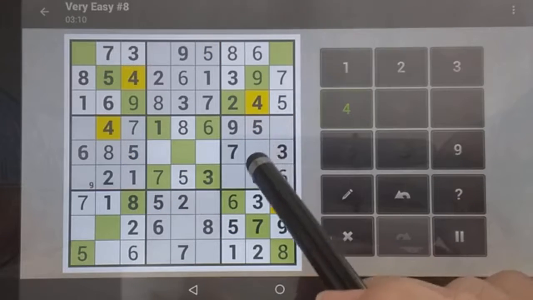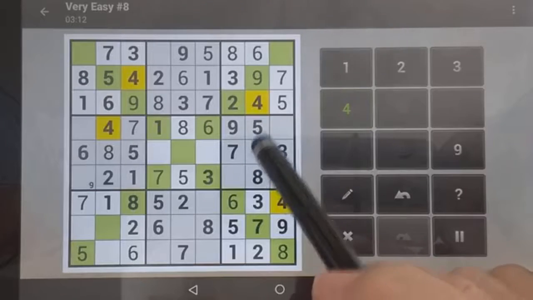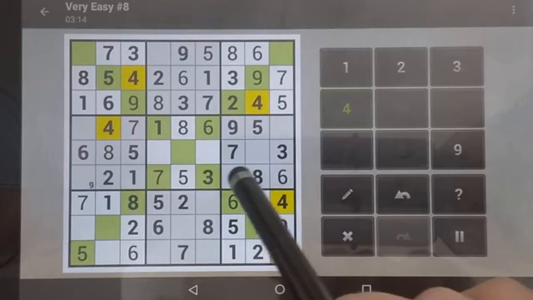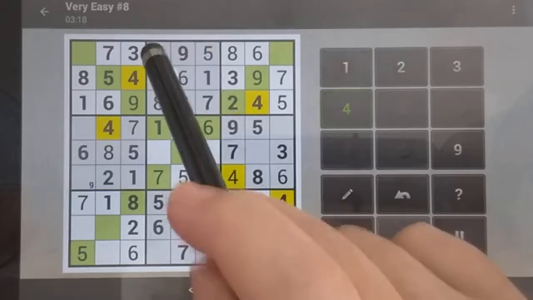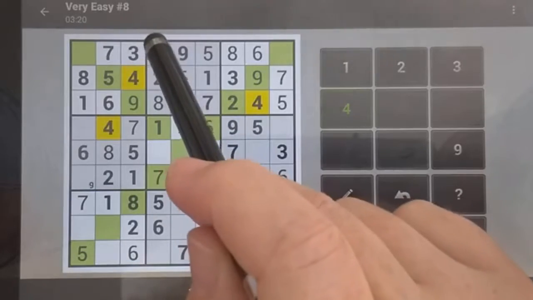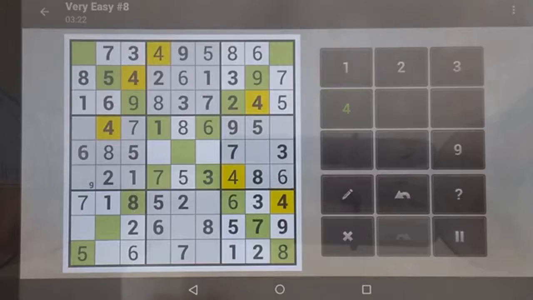For the 4s, looking in this square, this is a no, this is a no, so there's a yes. This square, there's only one left. It still needs a 4, so that must be it. This square, these 2 are blocked by that 4, so this is the only possibility left.